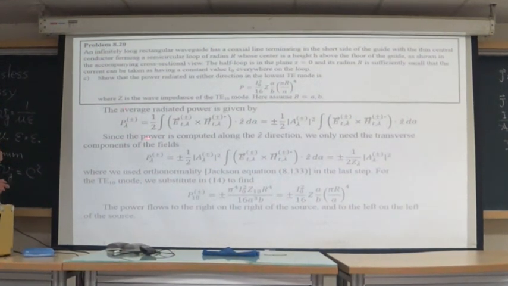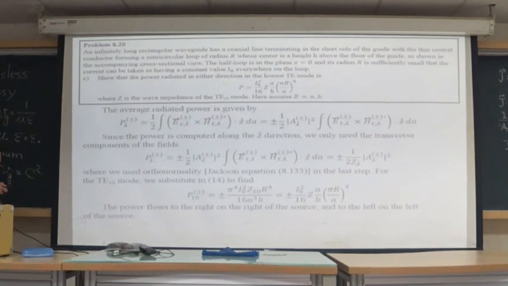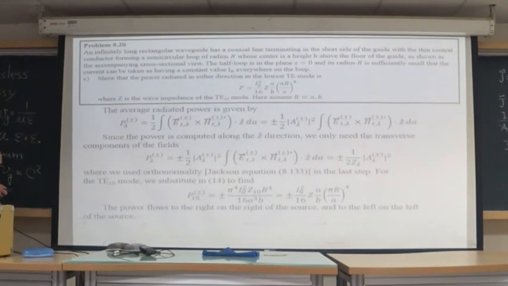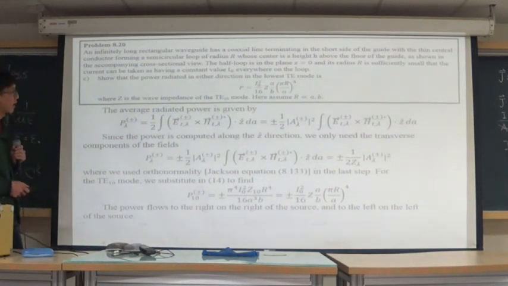Okay, so the next problem. Problem C. Show that the power radiating in either direction in the lowest TE mode is this, where Z is the wave impedance of the TE10 mode. Here assume R very small compared to A and B. The average radiative power is given by this. Okay? So since the power is computed along the Z direction, we only need the transverse components of the field. Okay.